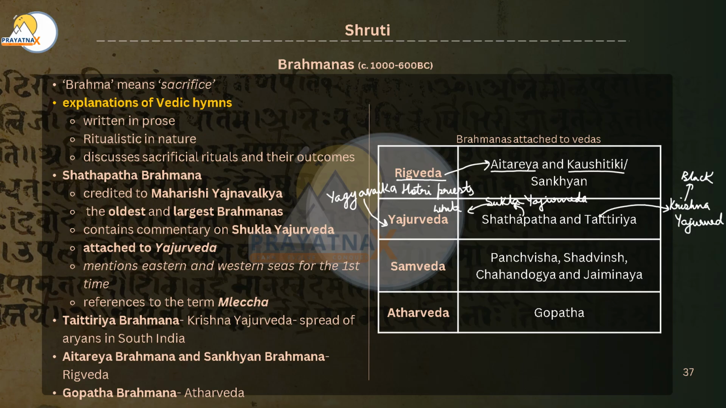Now, the Shatpat Brahmana is one of the oldest and the largest Brahmanas. Now, it contains commentary on Shukla Yajurveda. Like I already told you, it is associated to Shukla Yajurveda. Now, this mentions the eastern and western seas for the very first time, and it also has references to the term mleccha. Now, this term basically means the people who were outside the established norms of the Vedic time.